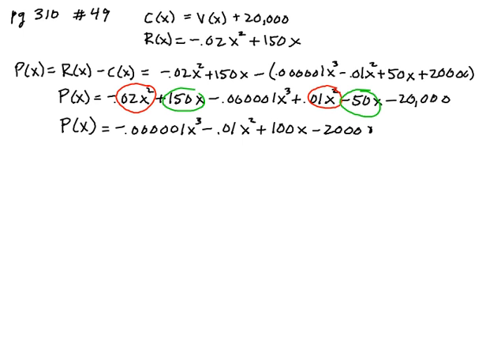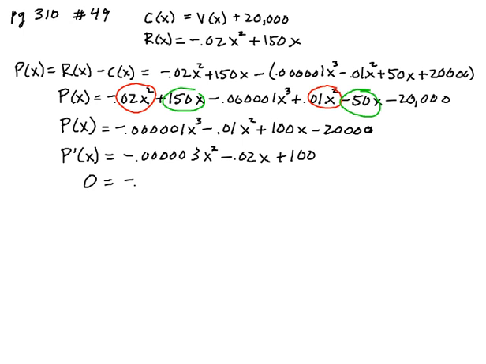Now, the problem wants us to find the level of production that will yield a maximum profit. So to find a maximum on that closed interval, we're going to have to first take the derivative. So I have a minus 0.000003 x squared, I'm sorry, minus 0.02 x, and then plus 100. Of course, the derivative of a constant, the 20,000, is 0.